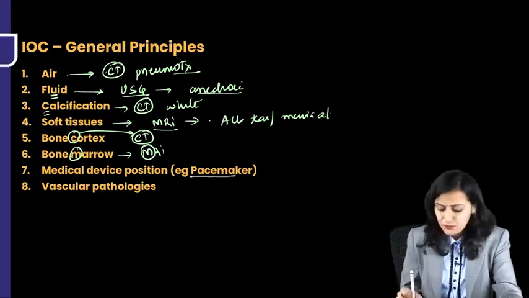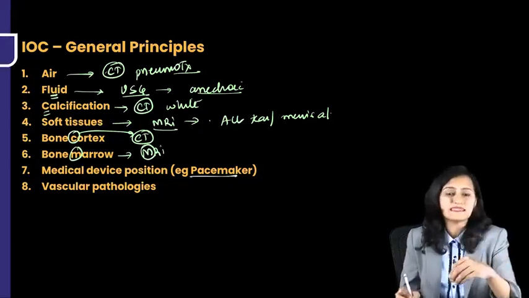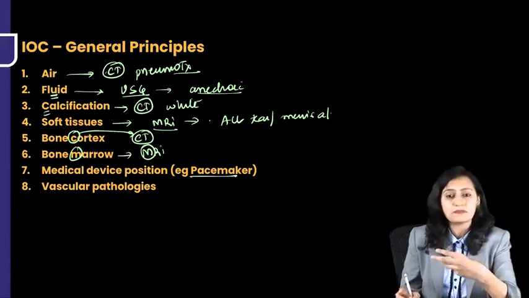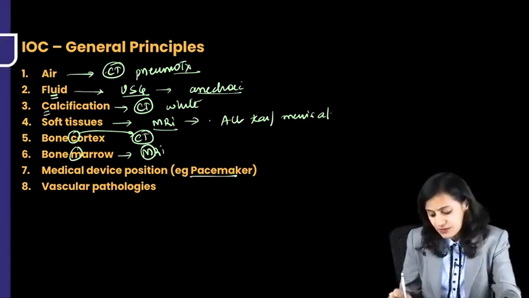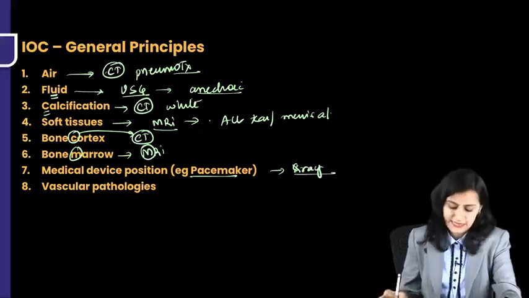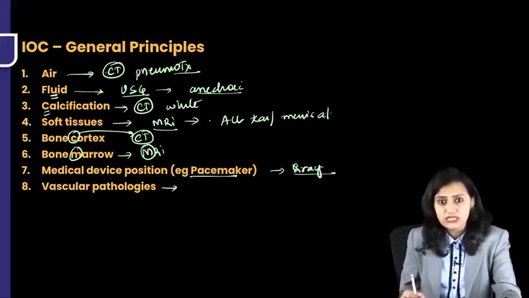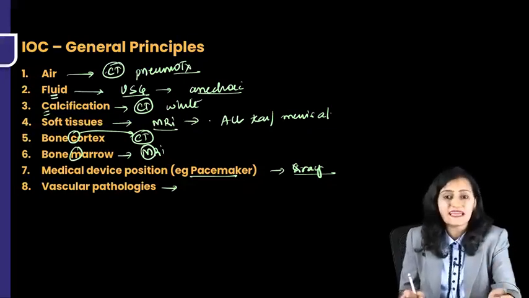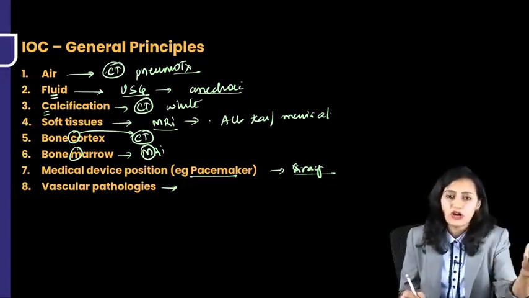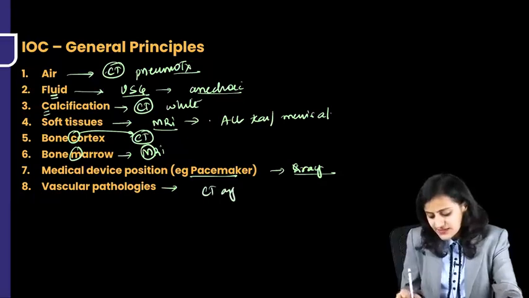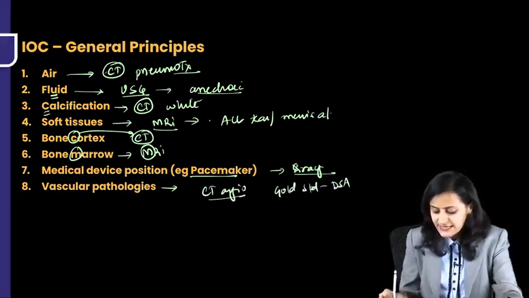For medical device positioning, like pacemaker leads, a central venous line, is it properly positioned? Endotracheal tube, is it properly positioned? X-ray is a good investigation to localize them. For vascular pathologies, the first investigation, if it's an accessible vessel, is a Doppler, or generally the investigation of choice is CT angio. The gold standard generally is DSA.